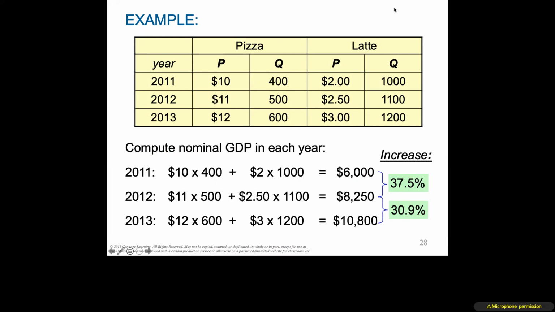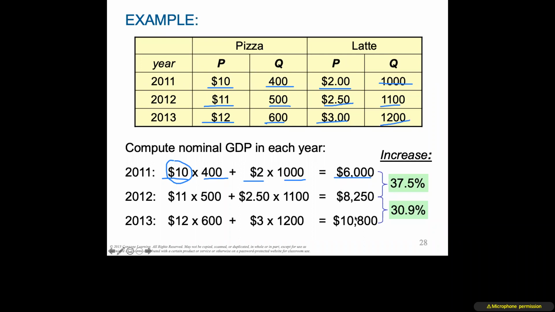In order to figure out the GDP of this nice little economy, all you really have to do is say in 2011, pizzas were $10. People bought 400 of them. Lattes were $2. People bought 1,000 of them. Take those numbers, figure it out, and guess what you get? The GDP. Do the same thing for 2012 and 2013.